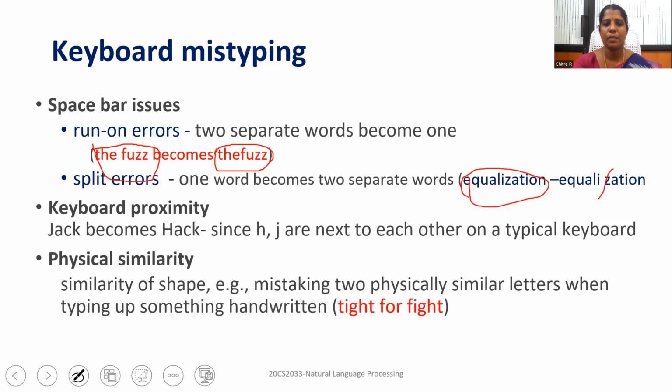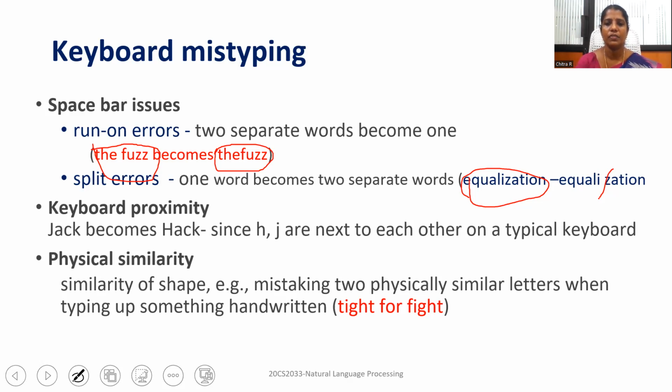And the next one is the keyboard proximity error. Keyboard proximity error means two letters are near each other on the keyboard, for example J and K, S and D. These are nearby letters, because when you are typing, by mistake H can be converted into J, so that "Jack" becomes "hack". This kind of error is called keyboard proximity error.